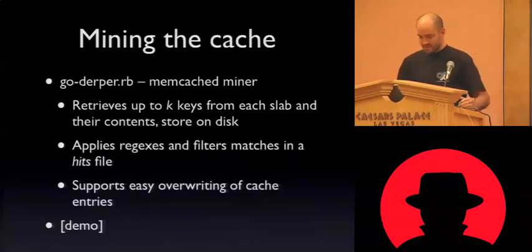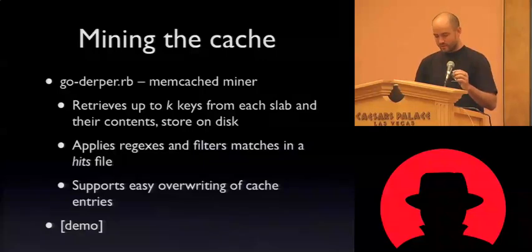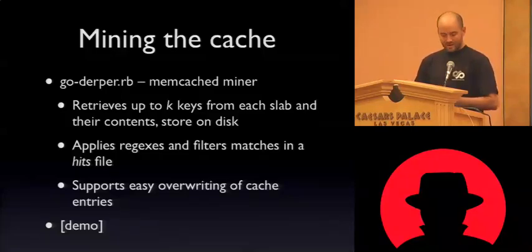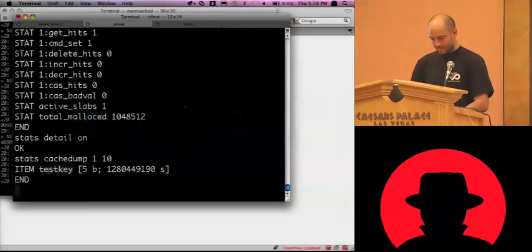Okay, so I'm going to first do a quick demo on mining the cache. We've got this little tool we wrote called GoDerpa. It's a memcached miner. What it's able to do is you tell it how many keys to pull from each slab, and it goes off and does its thing in the background, and it'll come back and give you all the data that it could find. It writes all of the data out to disk, so you get to inspect it later at your own pace. The one other feature it's got, it has a few features, but the one thing it'll do for you is print out any data that matches a regular expression to the console while you run it, so you can get an idea of the sorts of data that are present in the cache. And then it also supports overwriting of cache entries.